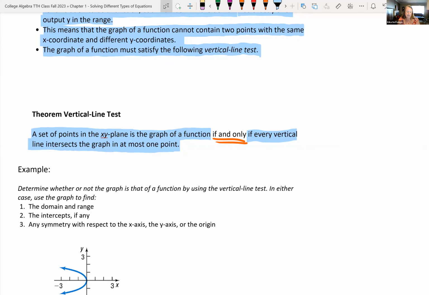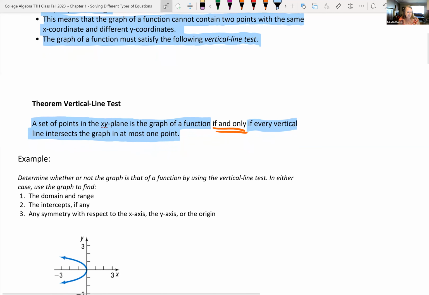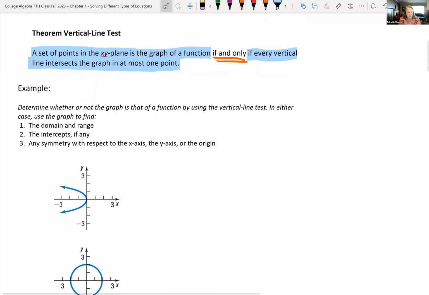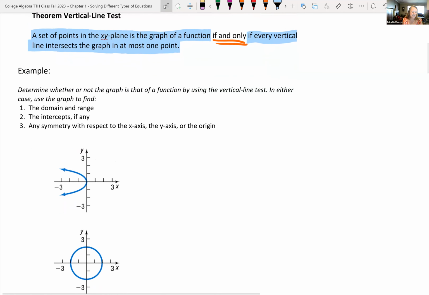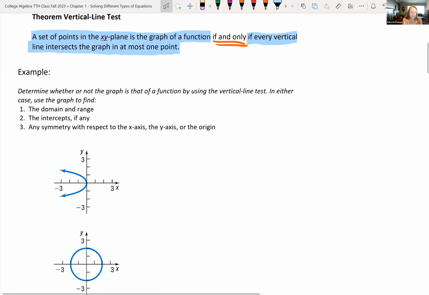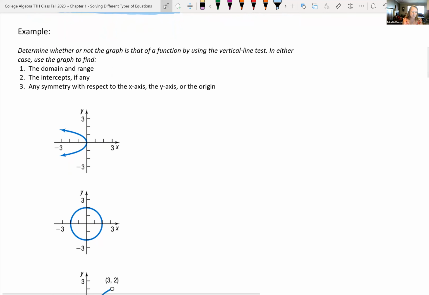So let's look at the following examples. We're given the graphs, and with these graphs, let's determine if it's a function or not. And then looking at the graph, let's determine what the domain of the function is, what the intercepts are, and if this has any symmetry with respect to the x-axis, y-axis, and or origin. So to determine if these are a function, we want to see, do they pass the vertical line test?